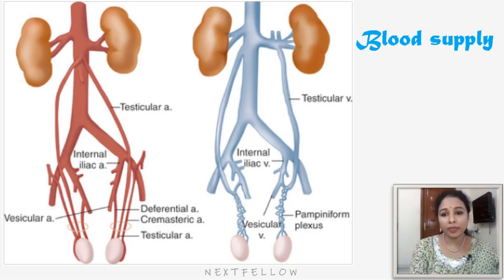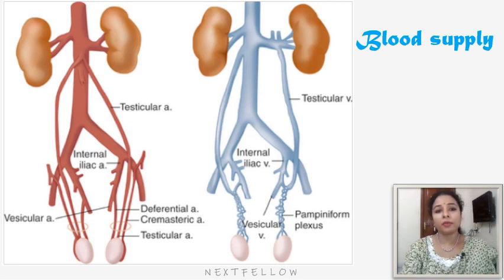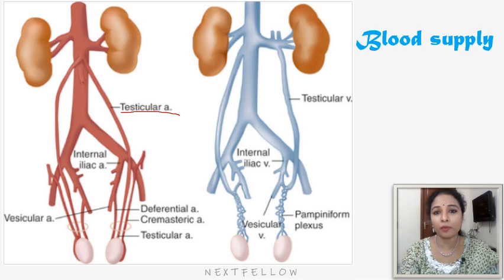Let's see the blood supply of the testis. The arterial supply is mainly by the testicular arteries. There are right and left testicular arteries which arise from the abdominal aorta. These are branches of the abdominal aorta, usually arising inferior to the renal arteries. We can see the renal arteries, and just below them the testicular arteries gaining their origin.